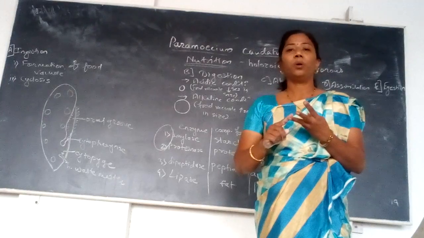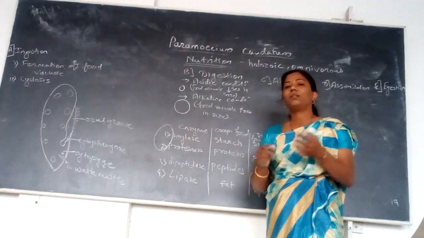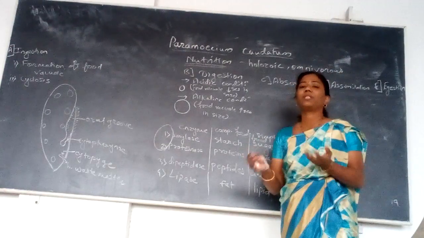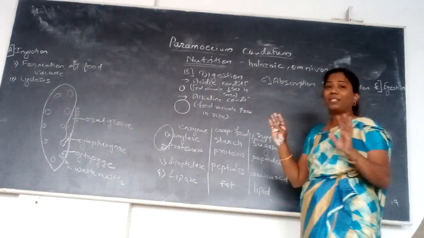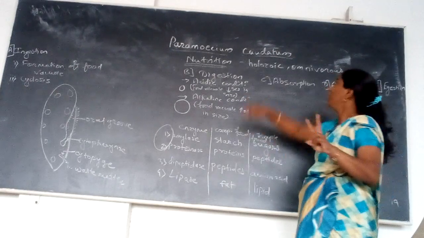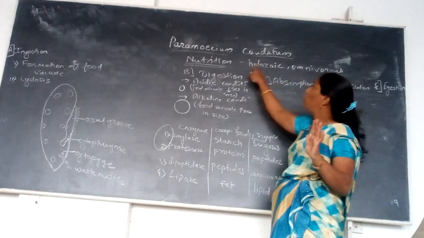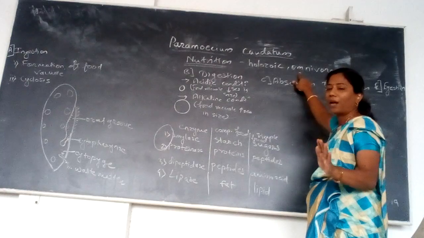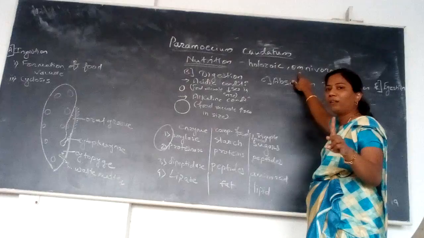Then it also feeds on phytoplanktons and zooplanktons. Since all small size particles act as a food material, all the material is ingested by the Paramoecium. As it depends on both plants as well as animals for getting its food material, we call it an omnivore. So the Paramoecium shows holozoic type of nutrition. Paramoecium is an omnivorous animal because it feeds on both types of food material, plants and animals.